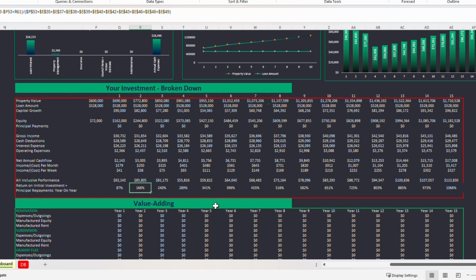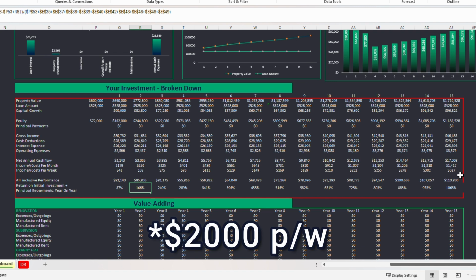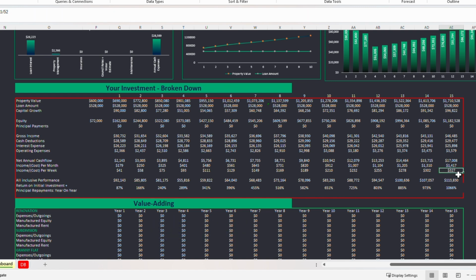And how do we forward plan? Well, we know if we wanted 1,000 per week, we know we'll need about 6 of these properties in 15 years' time to give us this. All right, back to the video.